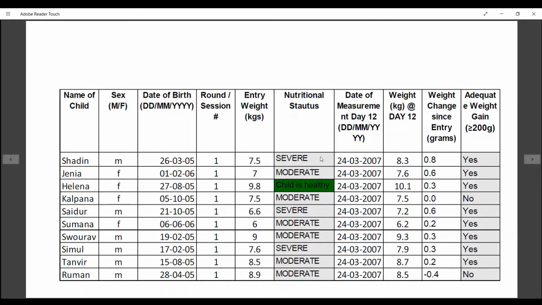Keep in mind that children with severe malnutrition admitted to heart tend to gain weight much faster than the other children. But still, 800 grams in 12 days seems to be a lot. So make sure that the weight was correctly taken.